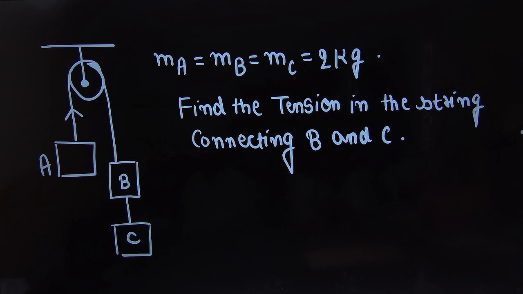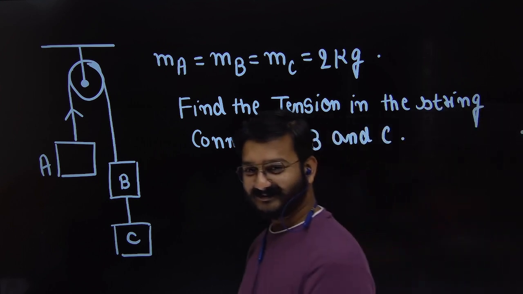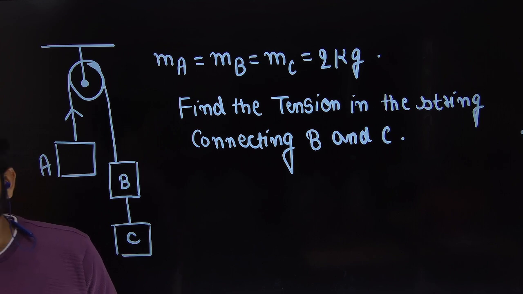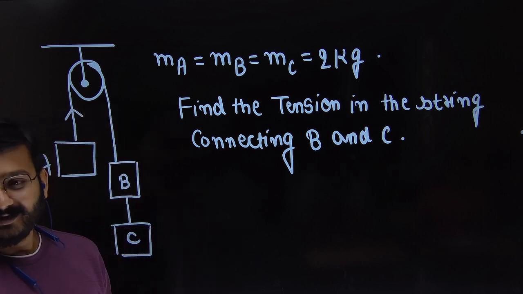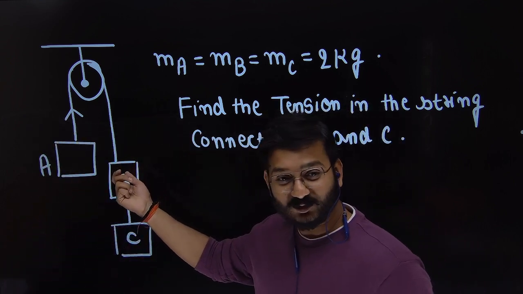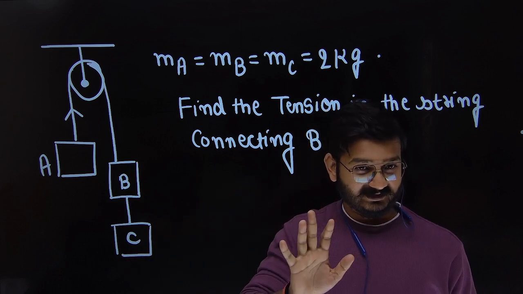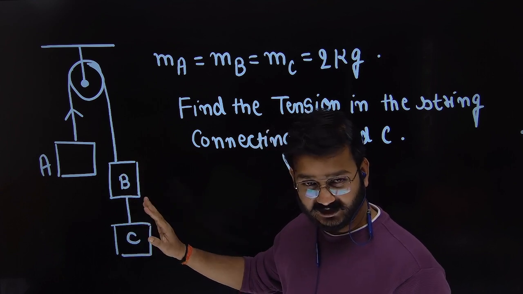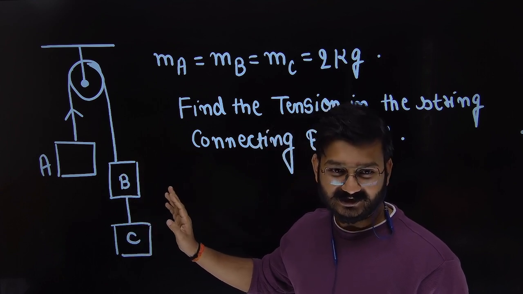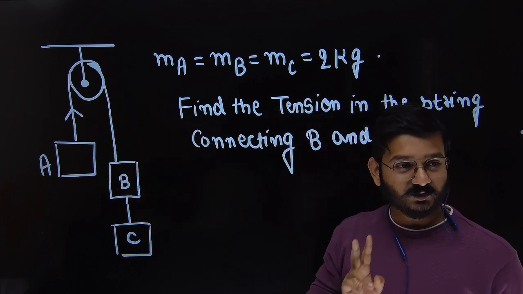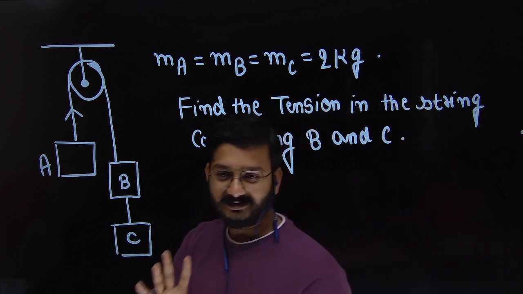Find the tension in the string connecting B and C. How many strings are there? Two. Anyone for three? He said three. How come one? If anyone has a doubt that the string passes through the block B and connects C, it's not like that. The string is not passing through the block, it is just connected to the top end. So two strings are there, A to B and then B to C. Two different strings, two different tensions.